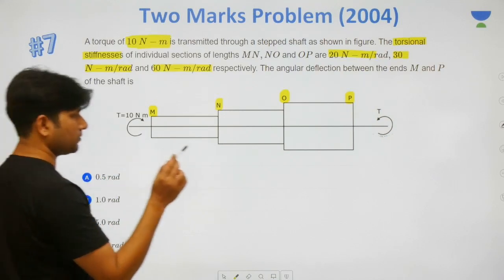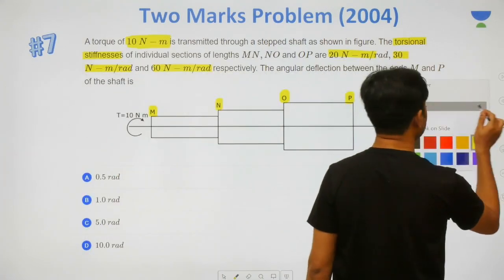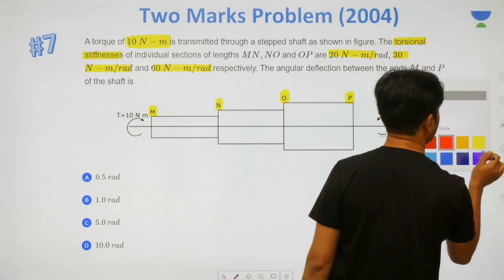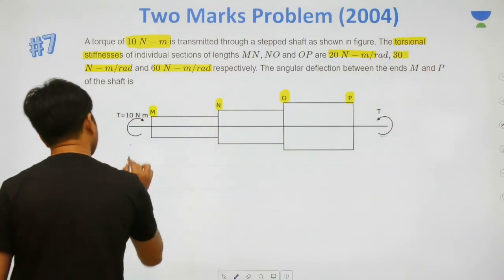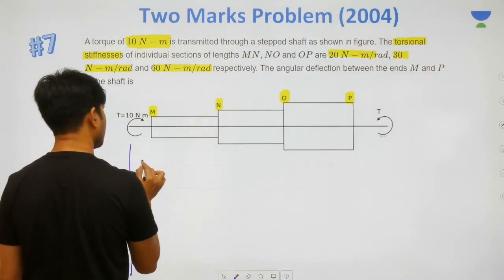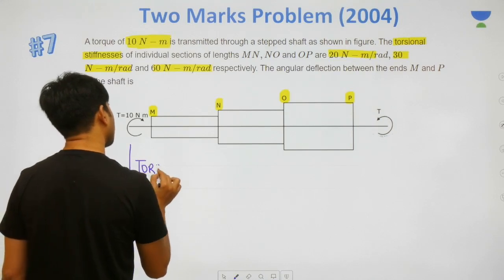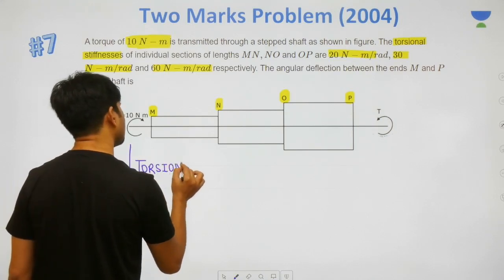Before we solve the problem, let us first of all deal with this puzzle: what exactly is torsional stiffness?